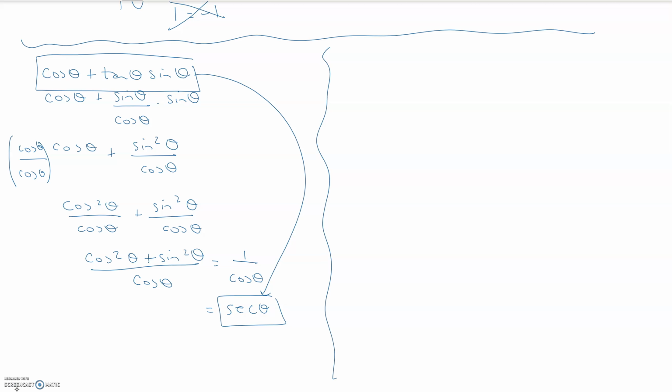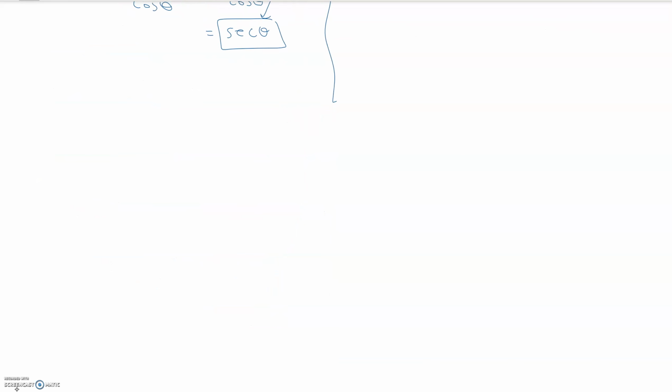That skill of being able to turn something into something else comes in handy for these next types of problems. So let's look at a problem like this. We're going to have 2 sine x minus cosecant x equals 0. So I can't isolate the trig functions. I have 2 different trig functions. There's nothing to factor. I can't use the quadratic formula.